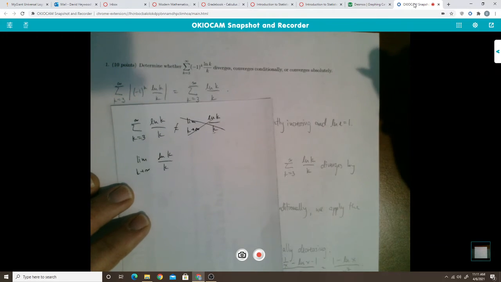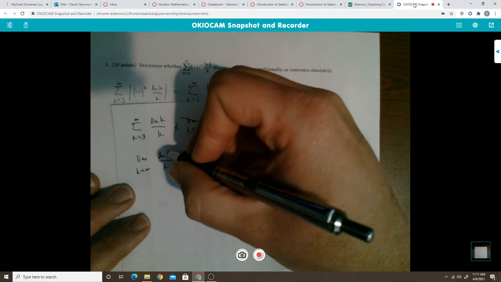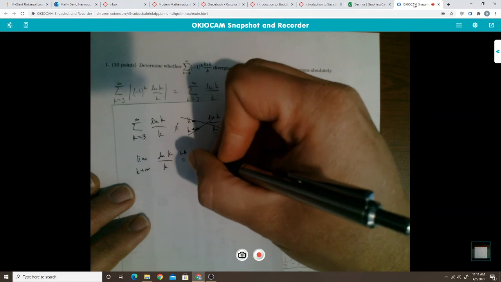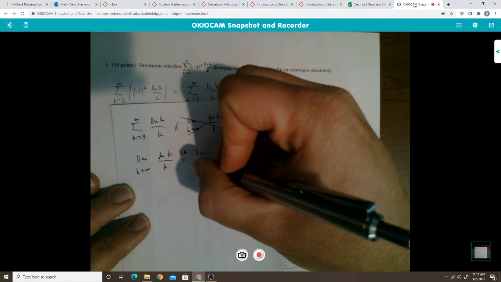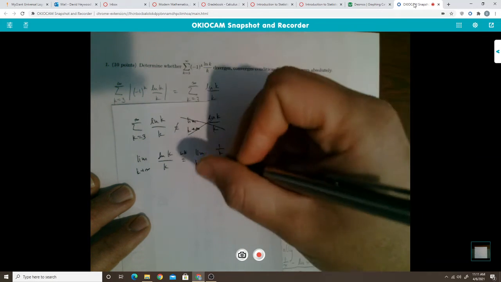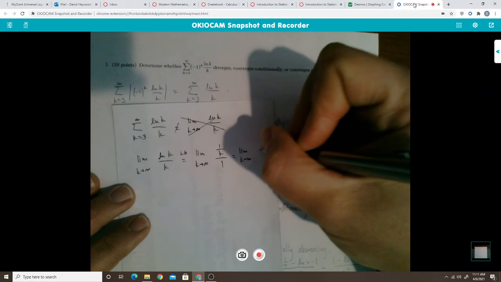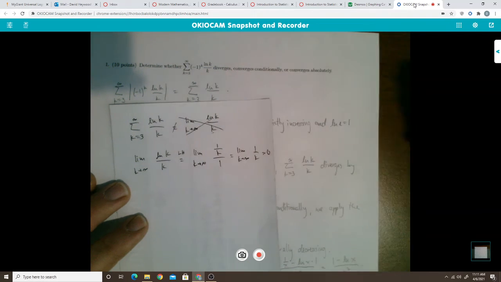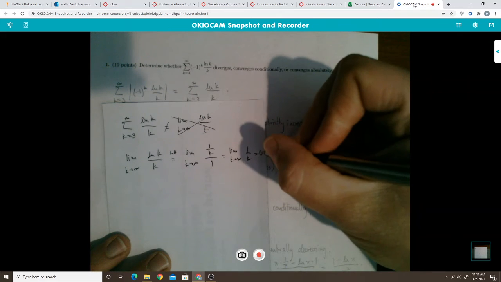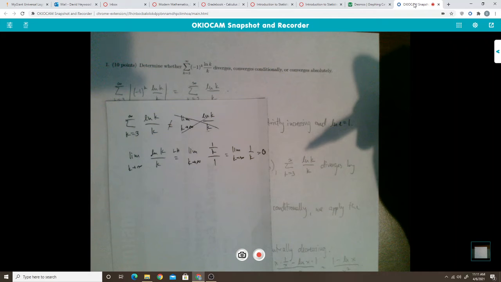But a lot of you did this. You said, well, I'm going to look at the limit as k goes to infinity. And then you said, by L'Hopital's rule, because this is infinity over infinity, right? So I can apply L'Hopital's rule. The derivative of ln k is 1 over k. The derivative of k is 1. And you just get the limit as k goes to infinity of 1 over k, which equals 0. So you do get 0 there. And so a lot of you said, so the series converges.